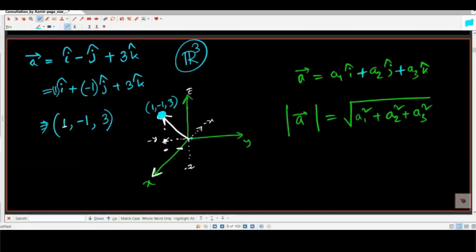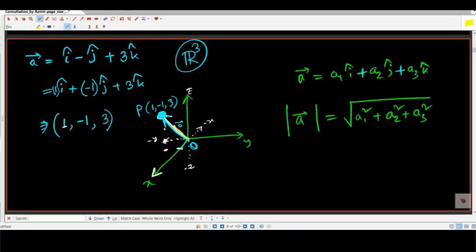So 1, -1, 3. So this is how we can reach a point in 3 dimension. Any vector will be directed from origin. So that's why we can denote from O to P. So this is the vector A.